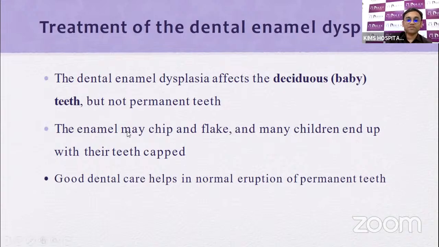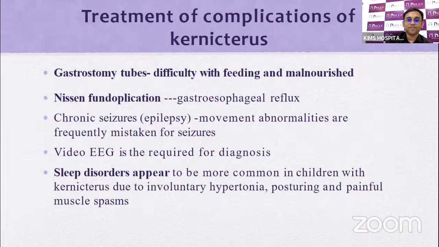So the enamel may chip and flake, and many children may end up with capping of the teeth. Good dental care helps with managing these deciduous teeth, and finally the normal permanent teeth will erupt, and after that kernicterus will not have any effect on the permanent teeth.